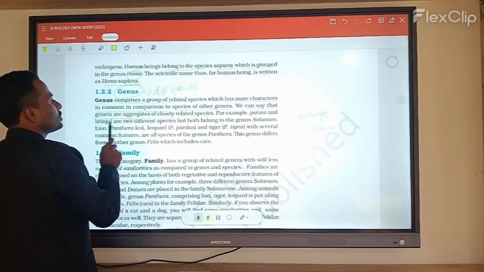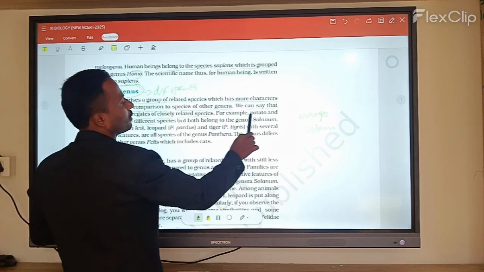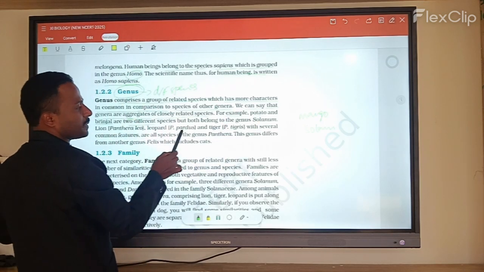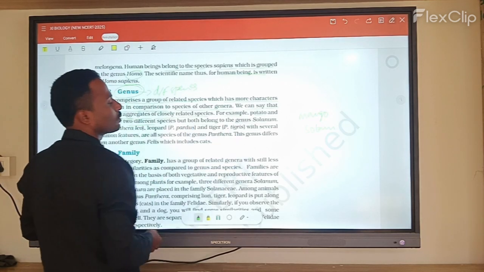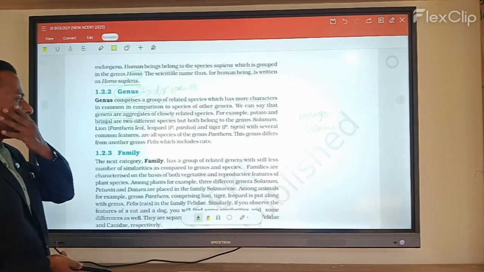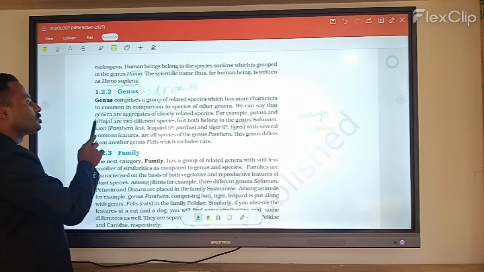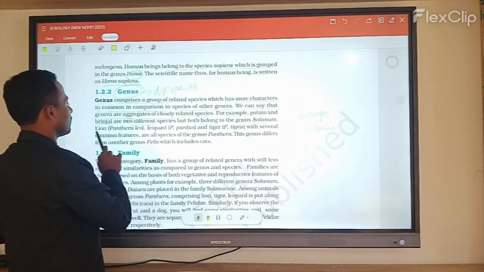And the brinjal, it is two different. Here they give an example: the potato and brinjal, two different species. Both belong to which genus? Solanum. Here Solanum tuberosum and Solanum melongena, brinjal. These two belong to the same genus, Solanum.